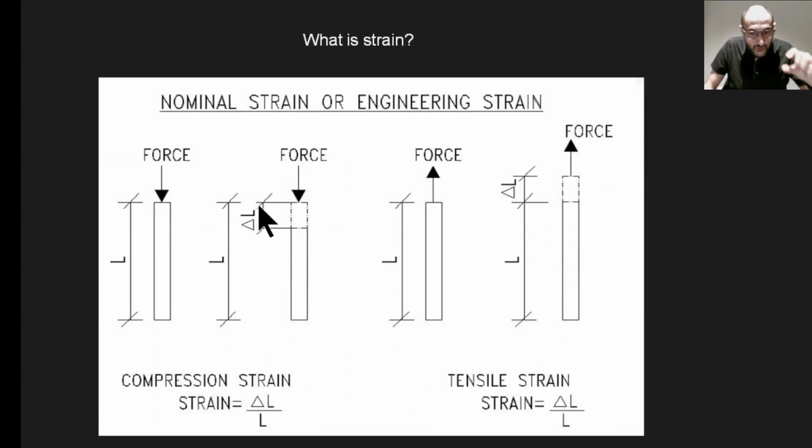Okay, what is strain? The strain is simply the change in length due to the applied load, whether in tension or compression, divided by the original length L. So like we can see in this photo here. When we record the strain limit for concrete, we are mainly concerned about the compressive strain. For steel, we would be more concerned about the tensile strain in the material.